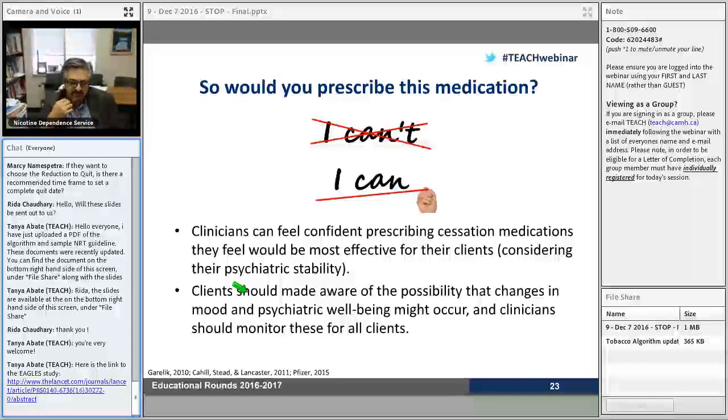So the issue is that right now, based on the best scientific evidence, we should consider people's psychiatric stability. And if they are psychiatrically stable, for the last 6 months they haven't had a dose change, they're functioning as outpatients, they're doing well, they're under good care, their mental status is good, we should feel confident prescribing either bupropion or Varenicline to them if they are not responding to NRT.